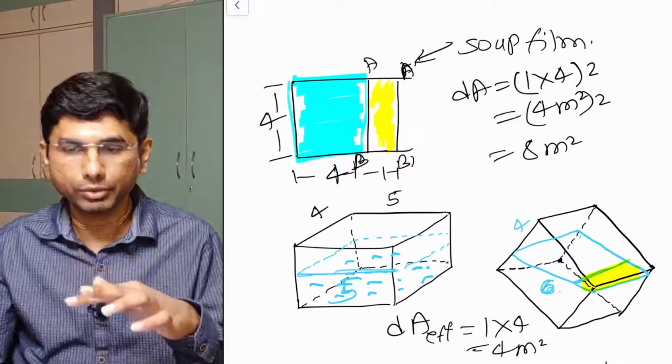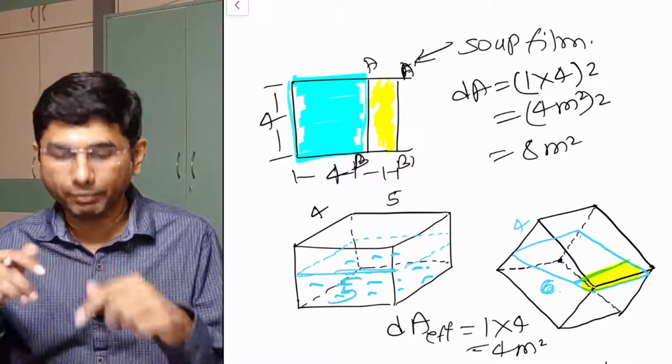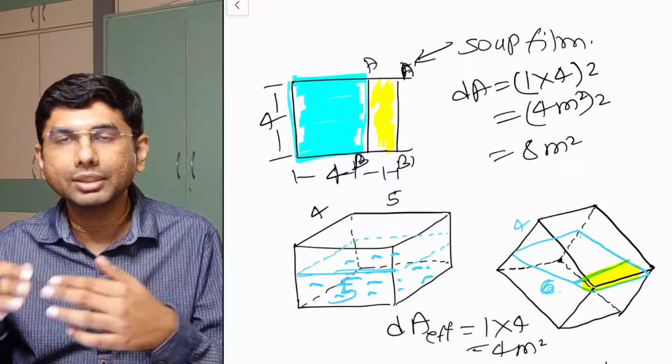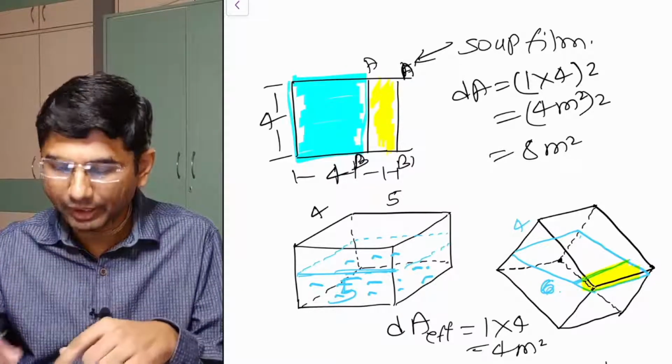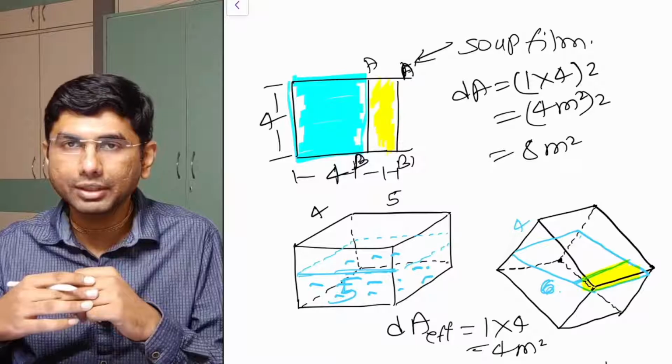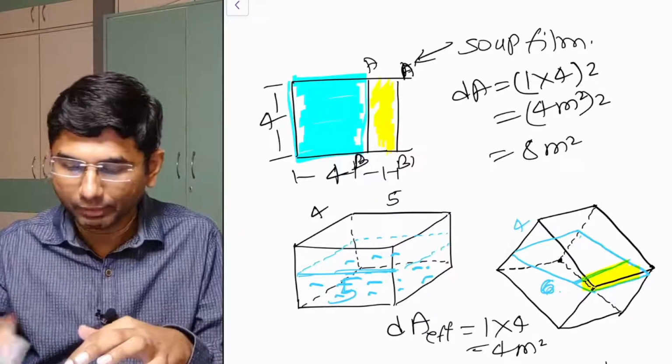You could get this difference because the first case is open to both the sides, therefore the answer is coming 8 meters square, and here it is open to only one side, that's why the answer is coming 4 meters square. 8 meters square, 4 meters square.